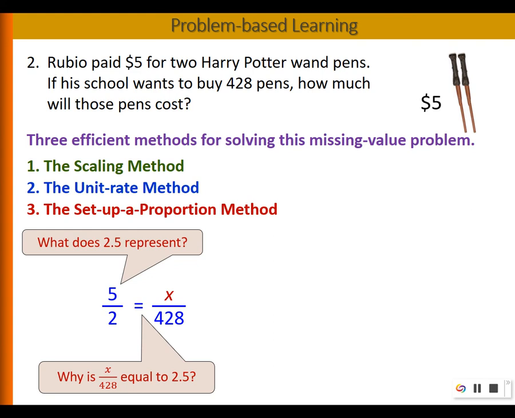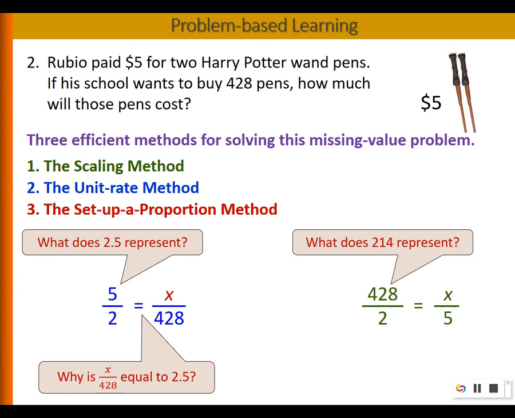In this case, if we set up the proportion this way, this is related to the unit rate because the 2.5 actually represents the $2.50 per pen, right? And the second ratio is also based on the same relationship of $2.50 per pen. That's why you can equate the 2 ratios.